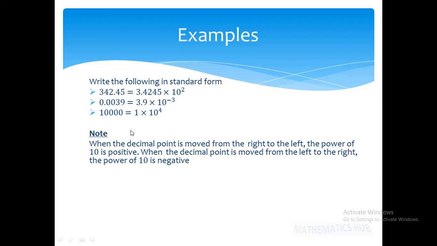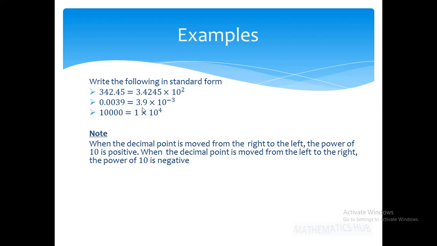And then our last example, we have 10,000. We want to write 10,000 in standard form. When we have a whole number, by default, our comma is after the last digit of the number. So in this case, our comma is after the last 0 of 10,000. And we are going to move that comma 4 places to the left. That is why our answer is 1 times 10 to the power 4.